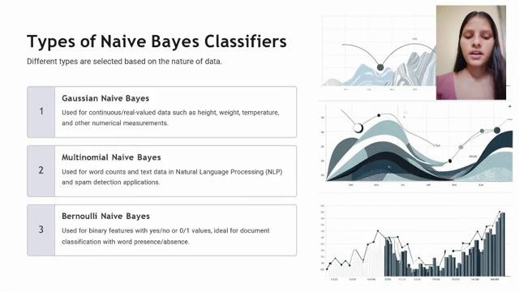There are mainly three types of Naive Bayes algorithm. First is Gaussian Naive Bayes. It is used when the features are continuous and normally distributed. The second one is Multinomial Naive Bayes, which is used for discrete counts like word frequency in text classification. The third is Bernoulli Naive Bayes. It is used for binary features where the data is either 0 or 1, such as presence or absence of a word. Each of these variants is designed for different types of data, but all of them follow the same Bayes principle.